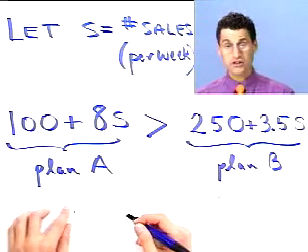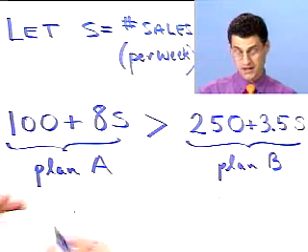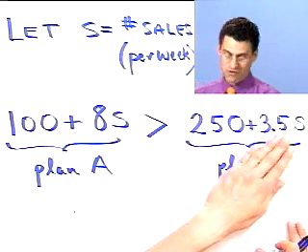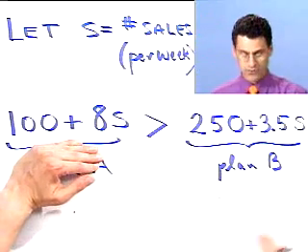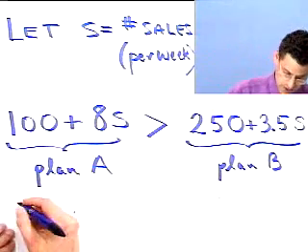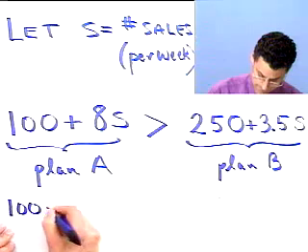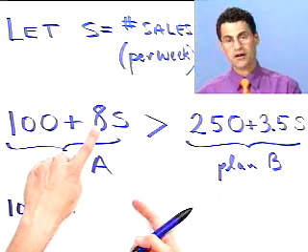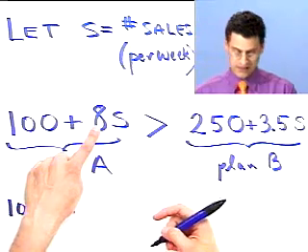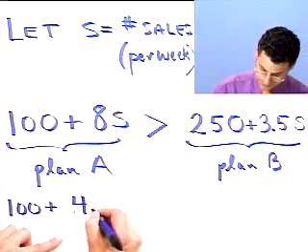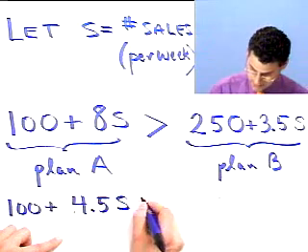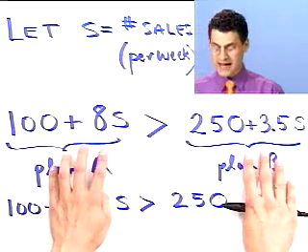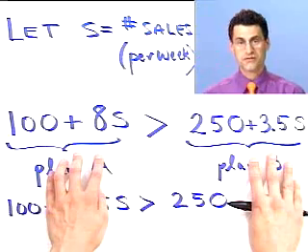So what I want to do is solve this inequality. What I'll do is try to get all the s's and variables on one side and all the constants on the other. If I bring this 3.5s over to the other side, I would subtract it. The sign wouldn't change. And I would see 100 plus, and if I take 8s and subtract off 3.5s, that would leave me with 4.5s. And that would be greater than 250. You see how I did that? I just subtracted 3.5s from both sides.